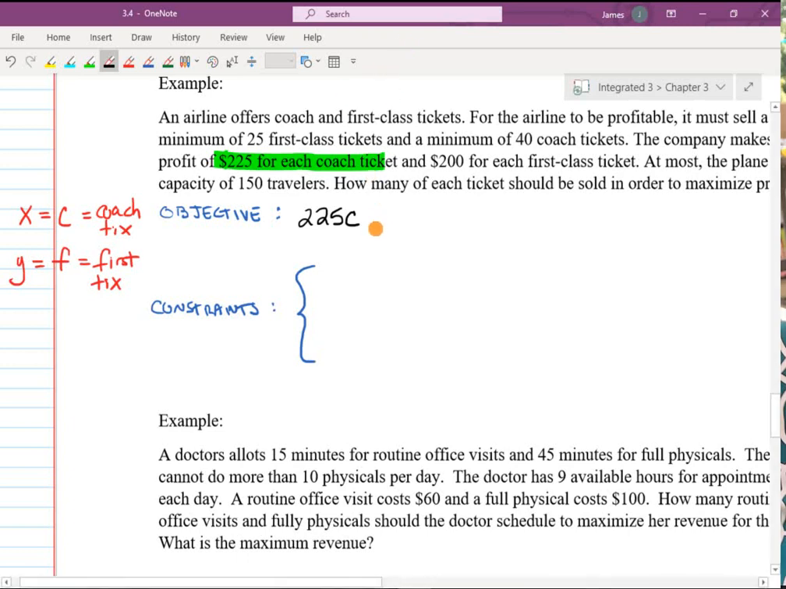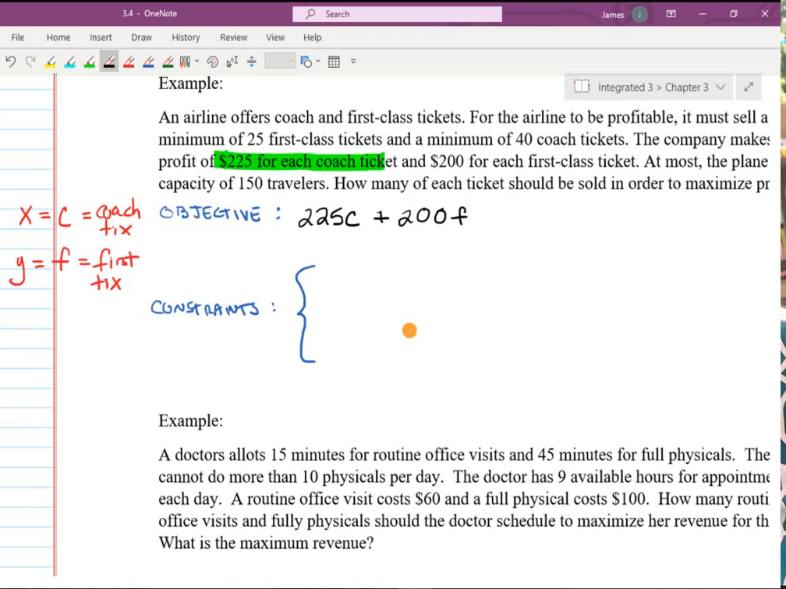And I'm going to add to that then my first class tickets and the money that I make off those. So the price of a first class ticket is 200 times F. And that's my objective function. And your objective function should always be kind of that simple structure.